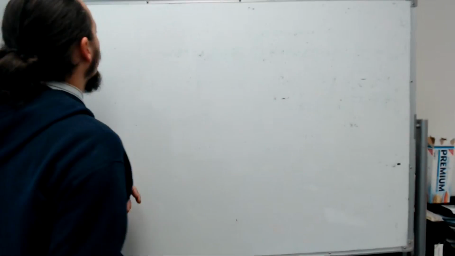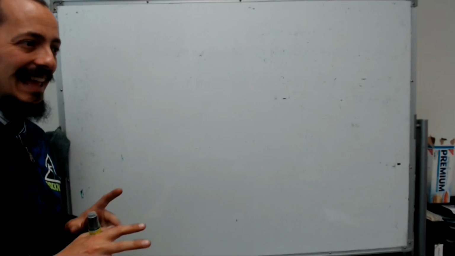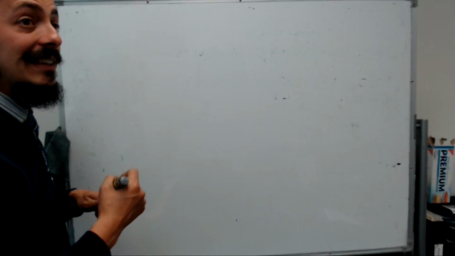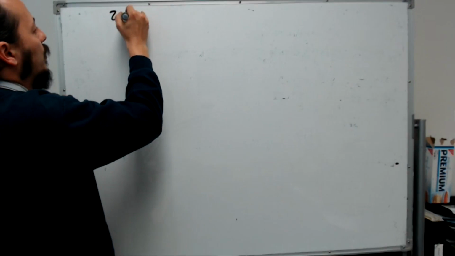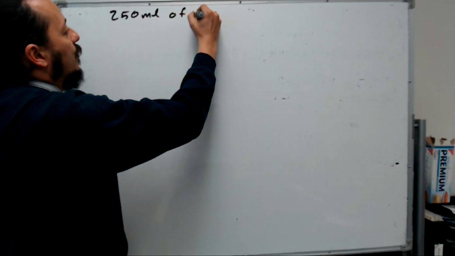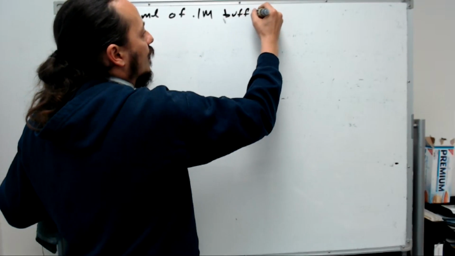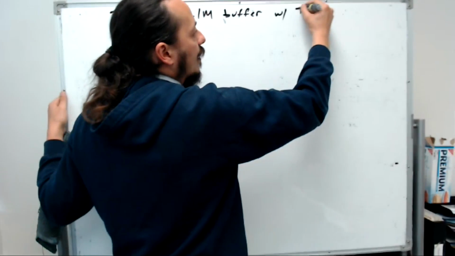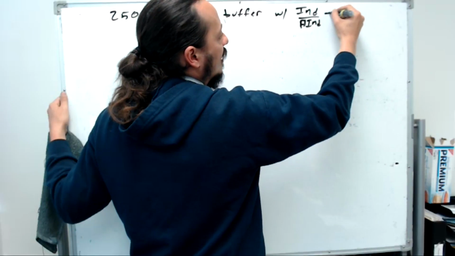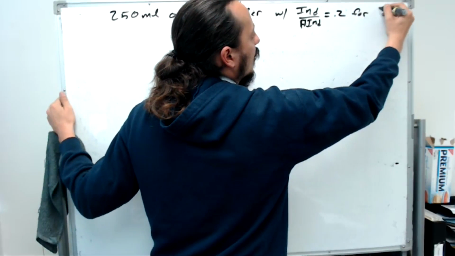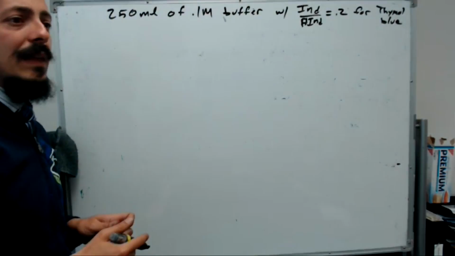Okay, so when we're looking at problem 8, we essentially are doing what this lab used to be. This lab used to be right off the bat, we give you just these things. We used to say 250 milliliters of 0.1 molar buffer, with IND over HIND equal to 0.2 for thymol. We give you this.